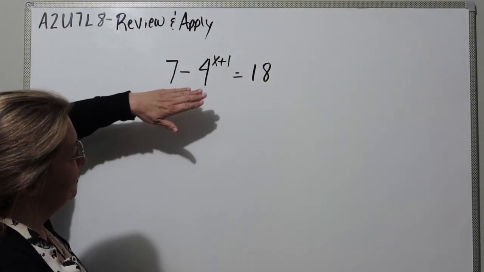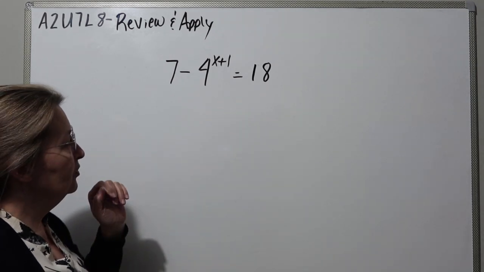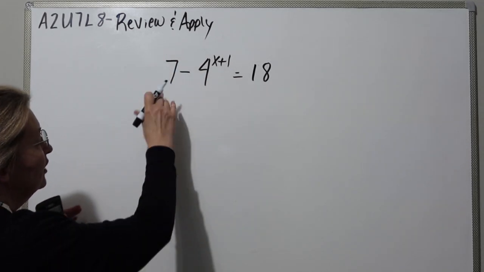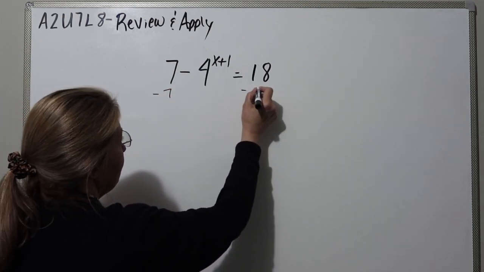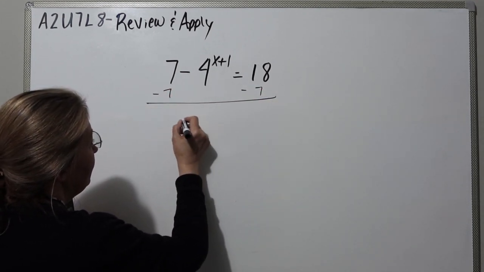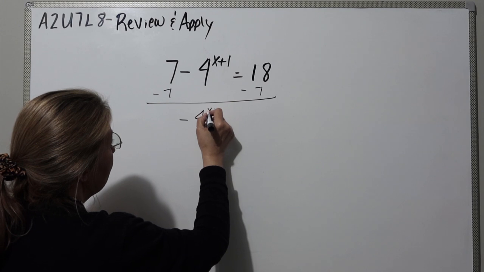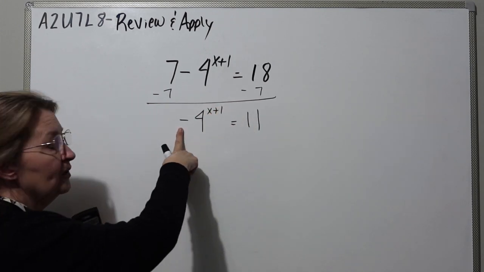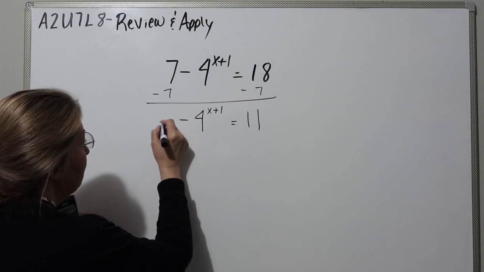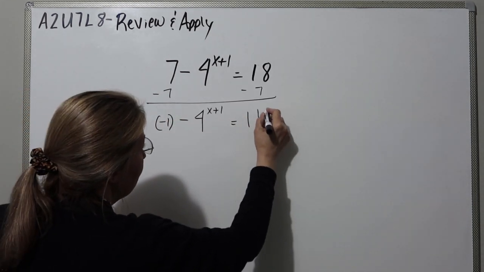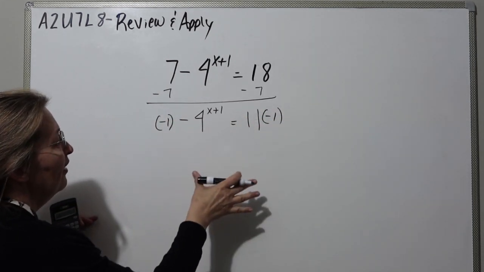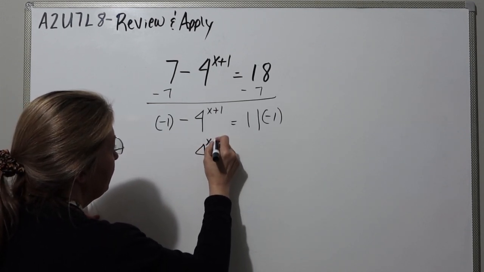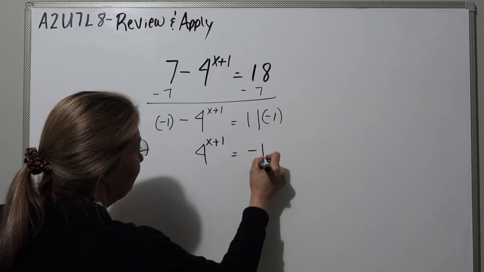Okay, let's look at this next problem. I've got 7 minus 4 to the x plus 1 is equal to 18. I need to isolate the variable as much as possible. So the first thing I'm going to do is subtract 7 from each side. This gives me negative 4 to the x plus 1 is equal to 11. I also want to get rid of that negative sign. So I can multiply both sides, or I know some of you like to divide, by negative 1.